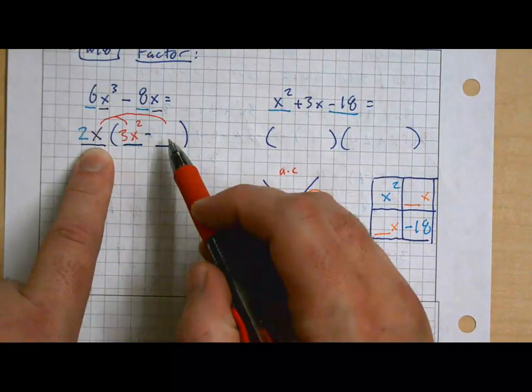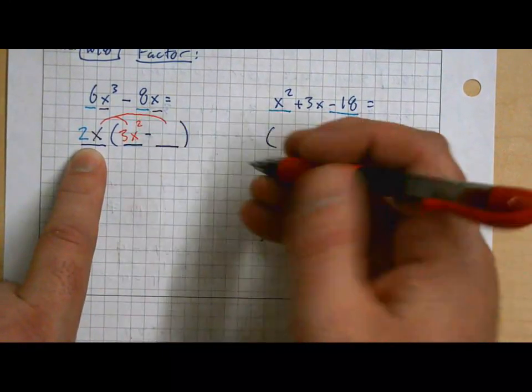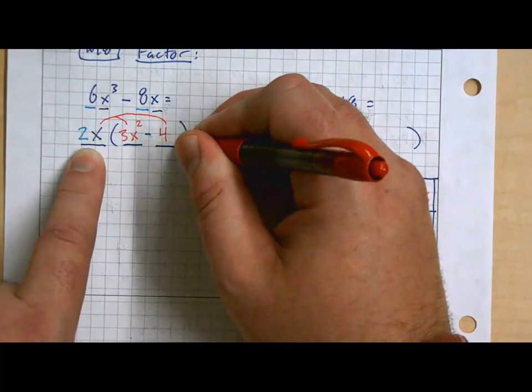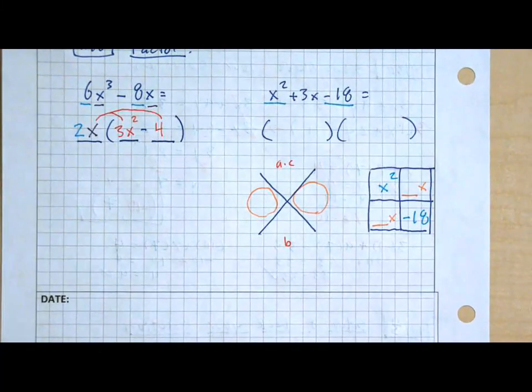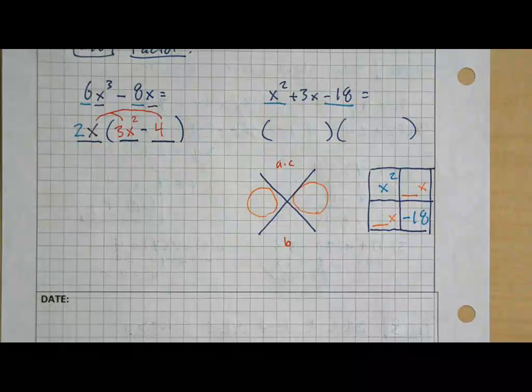And then what do I need to multiply 2x by to get 8x? That would be 4. Do I need any more x's? I've already got the 1 out here. I'm only looking for 1. So that would be my final answer. That is factored. Any questions on factoring a GCF? Is that coming back now that you've seen one?